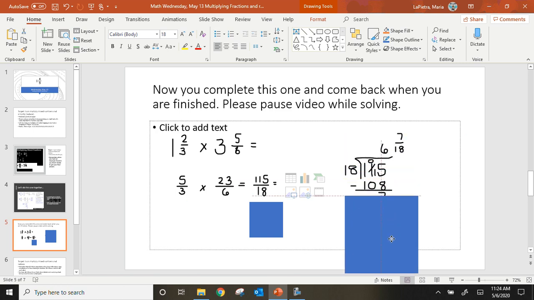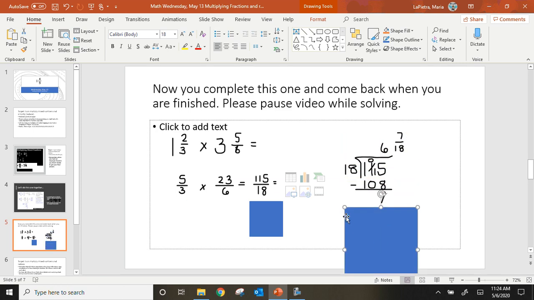When we divide that out, 18 goes into 115 6 times. 6 times 18 is 108. We have 7 for a remainder. Remember, your remainder goes as your numerator and your denominator remains the same, 18. So your final answer should be 6 and 7 over 18.